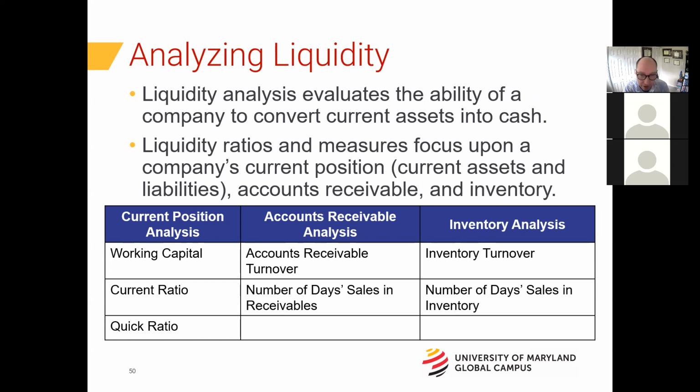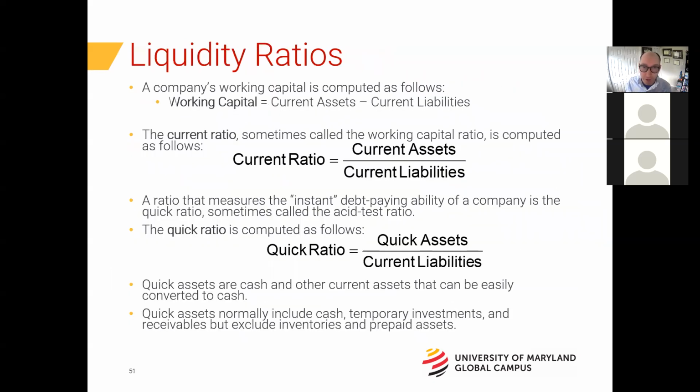The second subset of ratios include things like the accounts receivable turnover and number of days of sales in receivables. What this tells us is how quickly I can convert my receivables, my accounts receivable, into cash. And inventory analysis includes things like inventory turnover and number of days in inventory. That tells me how quickly I'm selling my inventory, right, in order to convert that into cash. These are all liquidity.